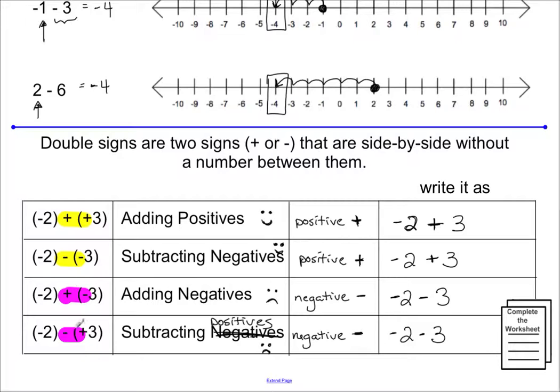And look at the way that did. When I had these different signs, I got negatives. When I had signs that were the same as each other, I got positives. And so when you see double signs like this, the first thing that I want you to do is just write it again, except get rid of those two double signs and replace them with either the happy sign or the sad sign, depending on how that makes you feel. Adding positives, happy, change them to a positive sign. Subtracting negatives, happy, change them to a positive sign. Adding negatives, sad, change them to a negative sign. And subtracting positives, that's sad too, change them to a negative sign.